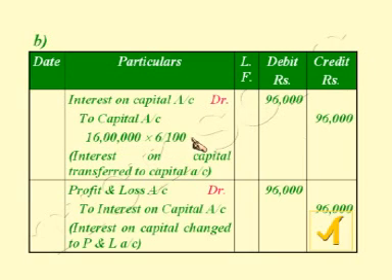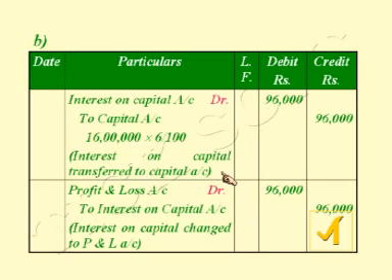Interest on capital, from the business point of view, is an expense. From the proprietor's point of view, this is income. According to the business entity concept, interest on capital is an expense. This amount should be payable to the proprietor for his capital. So from the proprietor's point of view, it is income. That's why capital is credited. Capital is increasing. Interest on capital is an expense. That's why interest on capital account debit 96,000. Being interest on capital transferred to capital account.